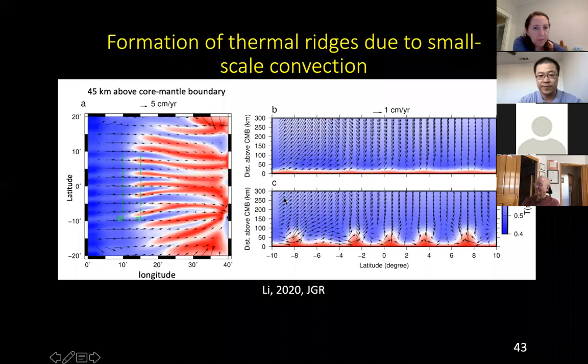In figure B and figure C, we show the vertical cross-section of the temperature field in regions before the development of thermal ridges and after the development of thermal ridges. The arrows in figure B and figure C show the velocity field in the vertical domain. If you look at figure B, before the development of thermal ridges, all the mantle flow velocities just go upward, right? However, in figure C, after the development of thermal ridges, you can see small-scale convection develops in the lowermost 100 kilometers of the model. That indicates that these thermal ridges are formed by small-scale convection, which is very similar to the sub-lithosphere small-scale convection.